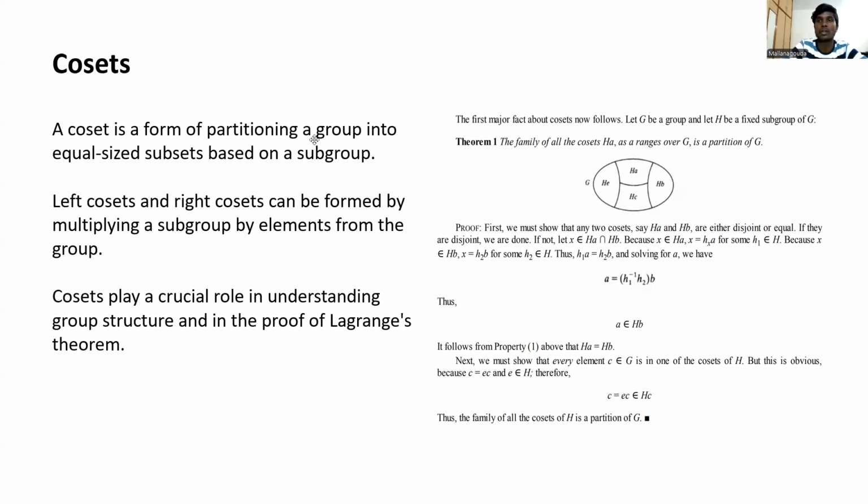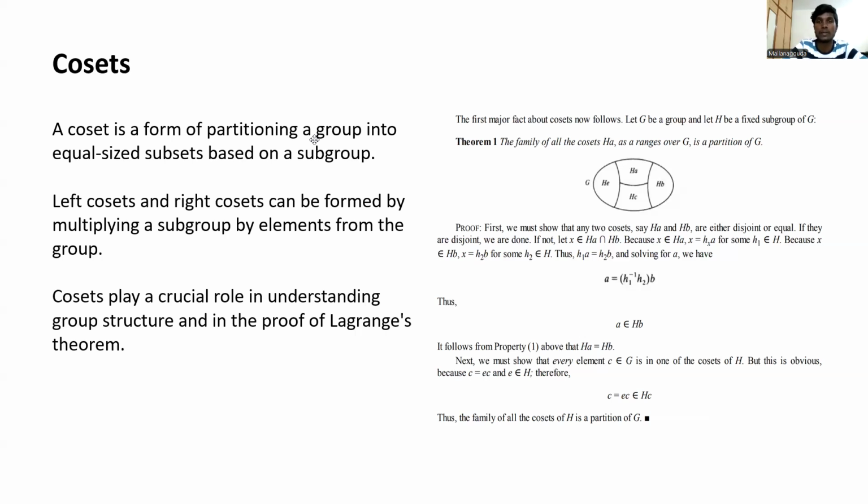Let G be a group and let H be a fixed subgroup of G. Theorem 1 says that the family of all the cosets Ha, where a ranges over G, is a partition of G. Proof: first we must show that any two cosets, say Ha and Hb, are either disjoint or equal. If they are disjoint, we are done.